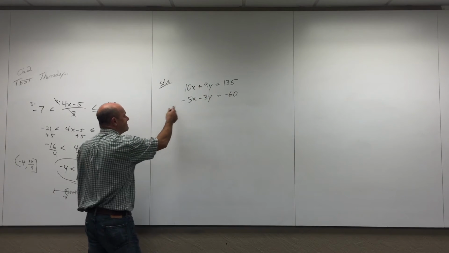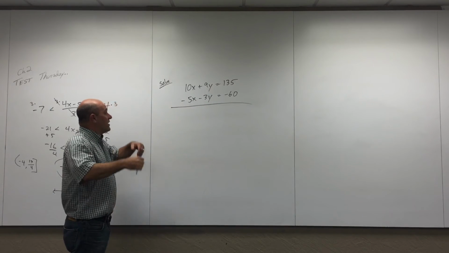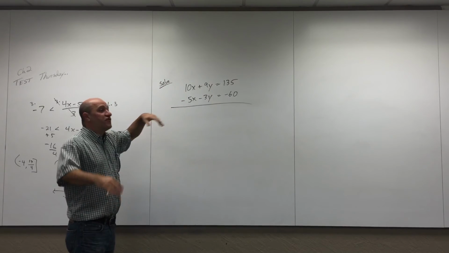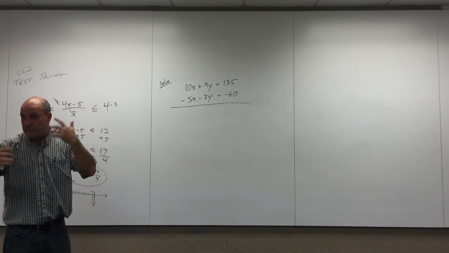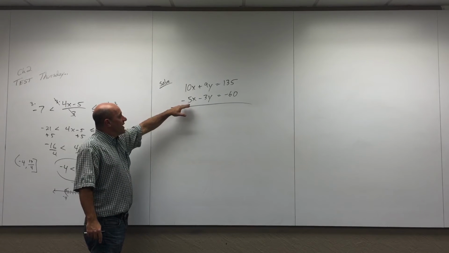What would you do? You can either multiply by 2 or by 3. Okay, yeah, you want to multiply by something to try to eliminate something. You don't want to do any substitution.